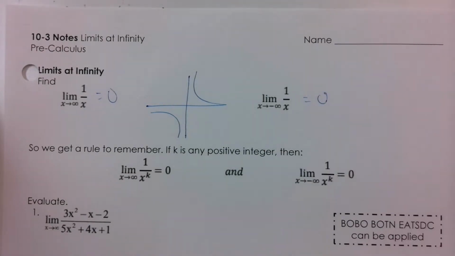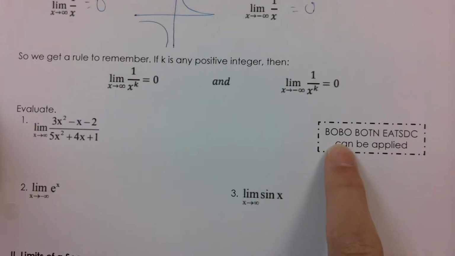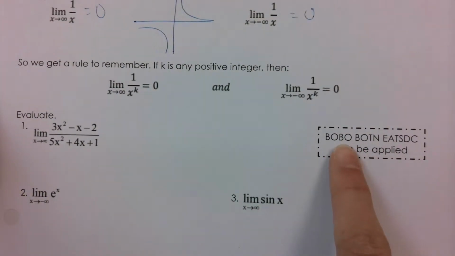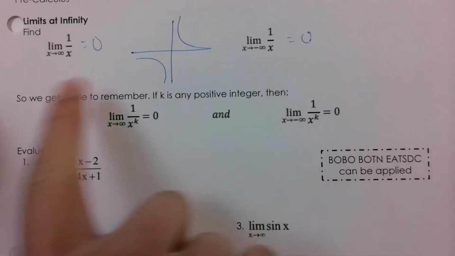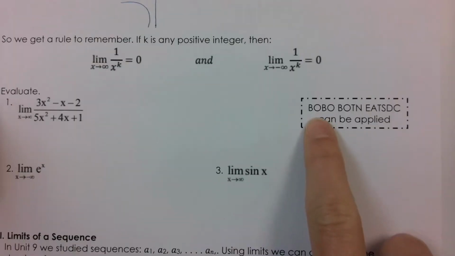So basically, you have this rule down here, which is great, but do y'all remember "Bobo Bottom eats DC"? Do y'all remember how we use that for your horizontal asymptotes at the beginning of the year? Well, if you do, awesome. If you don't, that's basically what we're applying today. So if it's bigger on bottom, if your exponents are bigger on bottom, you're going to have a horizontal asymptote at 0, which just means you're going to approach 0 from positive or negative infinity for your limits. Does that make sense? So that's the Bobo part.